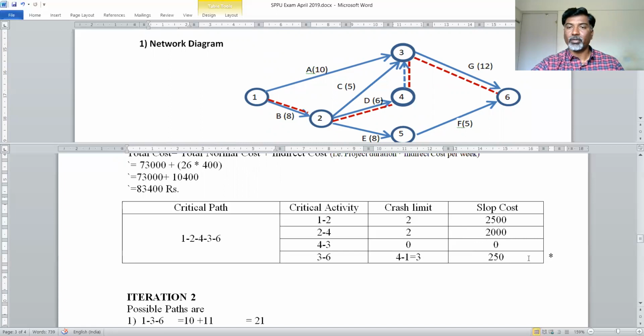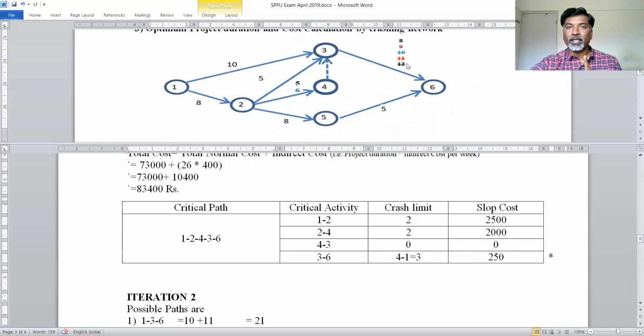So we have to mark that value as a minimum value, and it is possible. You have to check what was the crash limit, 4. So we can crash that activity by 1 week. So I have crashed this activity by 1 week. 4 minus 1, that is equal to 3. Means activity 3 to 6. What was the actual time? Actual time was 12 weeks. So 12 weeks I have reduced by 1. So by scratching the 12, I have written over here 11. So in first iteration, I have crashed this activity by 1 week. 12 weeks to 11 weeks.